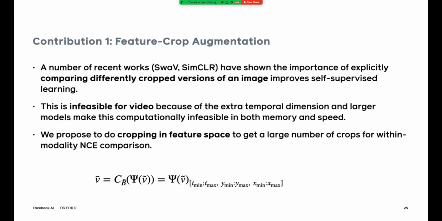Our first contribution is feature crop augmentation. This was inspired by a number of recent works such as SwAV and SimCLR, which have shown that explicitly comparing differently cropped versions of an image improves self-supervised representation learning. However, this becomes computationally infeasible for video because the extra temporal dimension, the larger models, and the extra modality make this infeasible in both memory and speed. So what we propose is to do cropping in feature space to get a large number of crops for within modality noise contrastive estimation.